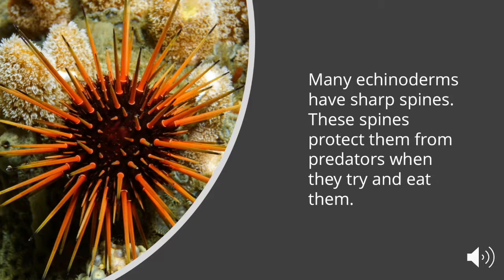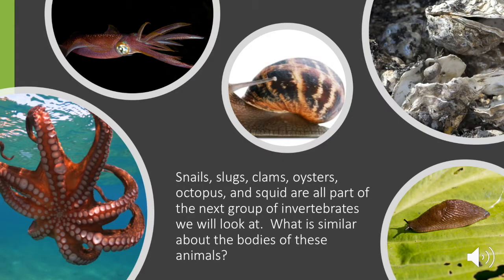Well, there's another kind of echinoderm, and it's called a sea urchin, and you can see that right here. But they have sharp spines, and these spines protect them from predators that try to eat them. And they can also sting their predators. Well, those are some echinoderms.